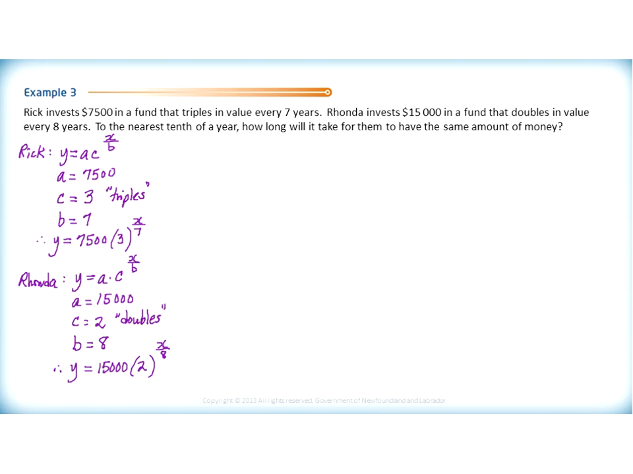So we have $7,500 multiplied by 3 raised to the power of x over 7 is going to equal 15,000 multiplied by 2 raised to the power of x over 8. Simplifying this equation, we will begin by dividing both sides of the equation by 7,500.